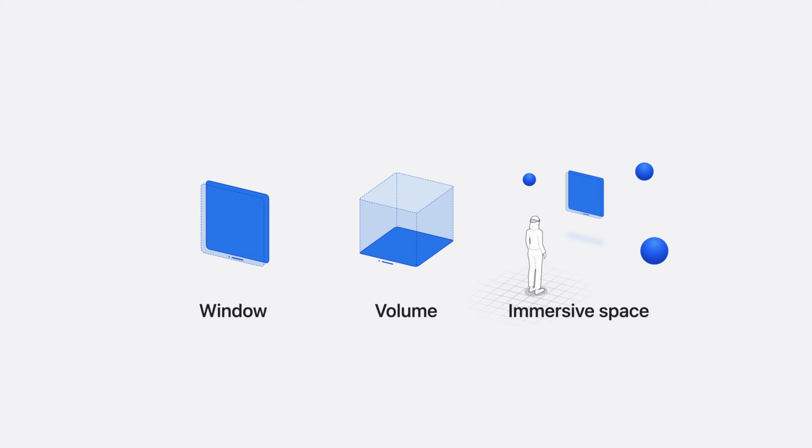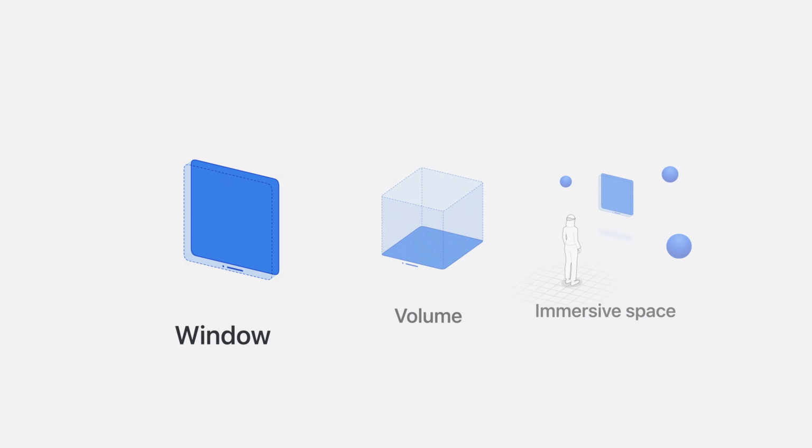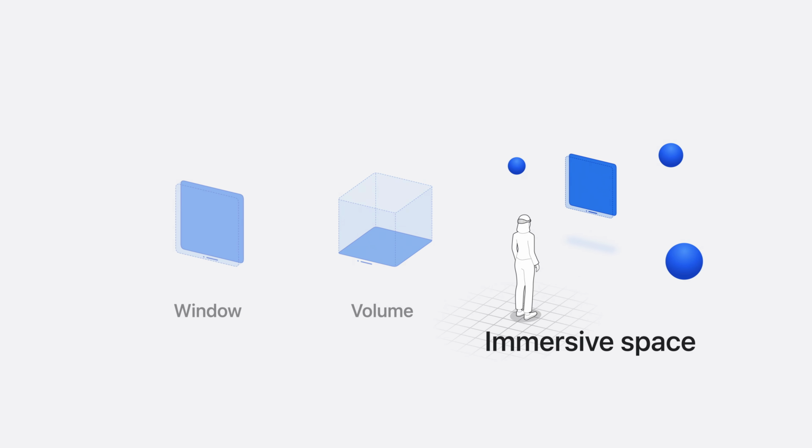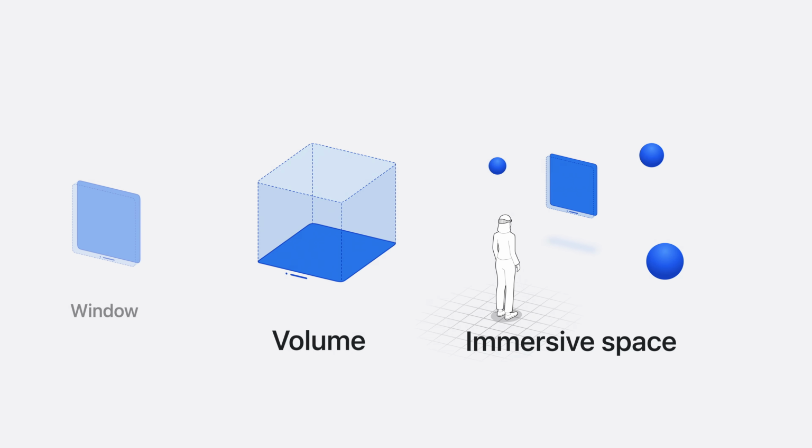In this video, we'll be taking a deep dive into working with 3D content in volumes and immersive spaces on visionOS. visionOS has three scene types: windows, volumes, and immersive spaces. All three can be used together to create unique and exciting experiences. Today, we'll be focusing on volumes and immersive spaces.